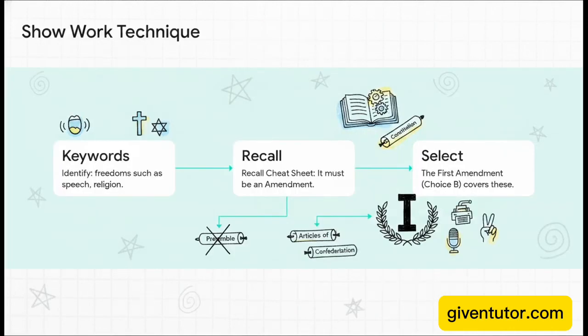Step 1, identify the key words. Here, it's freedoms, such as speech, religion. Step 2, recall our cheat sheet and those foundational texts we studied earlier. The Preamble? Well, that's just the introduction. It states goals, not specific freedoms. The Articles of Confederation? That was the old weak government before the Constitution even existed. So we know it has to be an amendment. We remember the Fourth Amendment is all about searches and seizures, and that leads us perfectly to Step 3, selecting choice B. The First Amendment explicitly protects an individual's right to religion, speech, and the press. See, connecting keywords directly back to the foundational text works every single time.